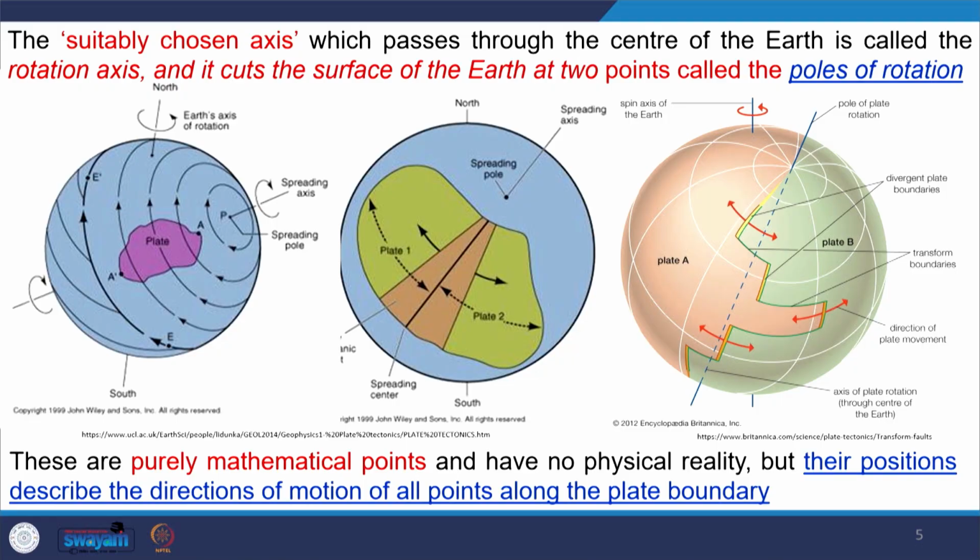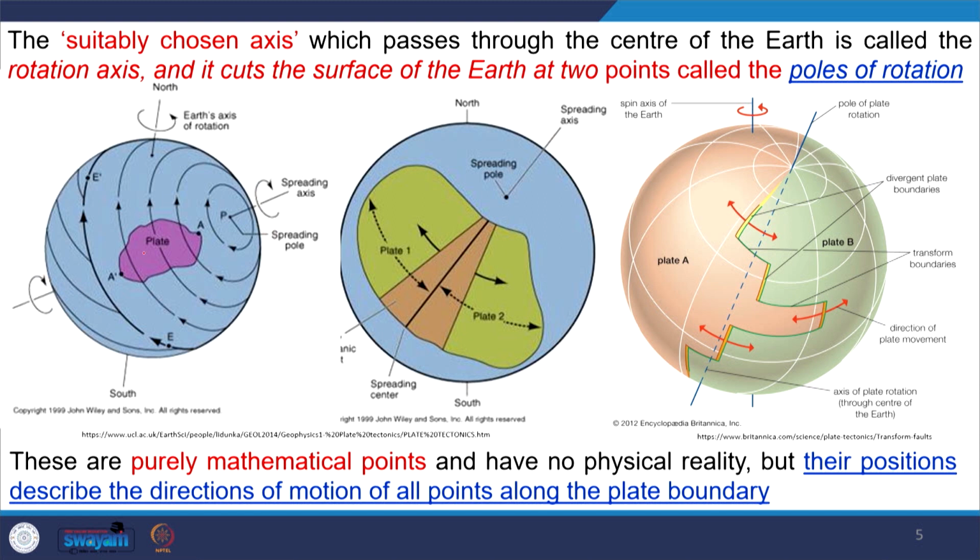These are called Euler's poles. So, one pole is here, another pole is here, and around these poles on the surface of this earth, these two plates are in motion with respect to these two poles and around this axis. The suitably chosen axis which passes through the center of the earth is called the rotational axis, and it meets the surface of this earth at 2 points, that is the pole of rotation that we have already discussed.